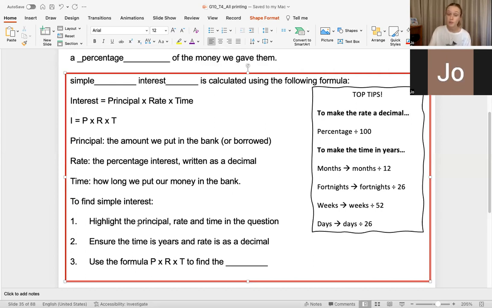And here's how we calculate it. So first of all, we just have to figure out in the question what the principal, the rate, and the time are. Usually all that information is given. We have to ensure the time is in years and the rate is as a decimal. And then we just use the formula P times R times T to find the interest.